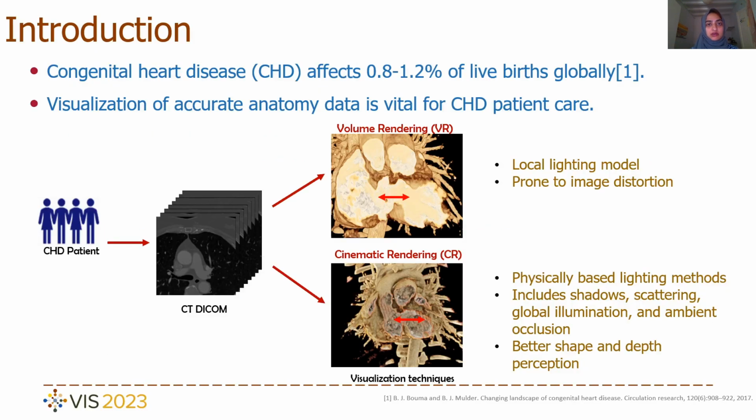Congenital heart disease is a common birth defect affecting about 0.8% to 1.2% of babies worldwide. To improve medical decisions, clinicians need a deep understanding of cardiac structures. Traditional visualization methods such as volume rendering, which rely on basic lighting models, are prone to image distortion. On the other hand, cinematic rendering, a three-dimensional visualization technique based on physically based rendering methods, incorporates shadows and scattering and can create volumetric images with high fidelity.